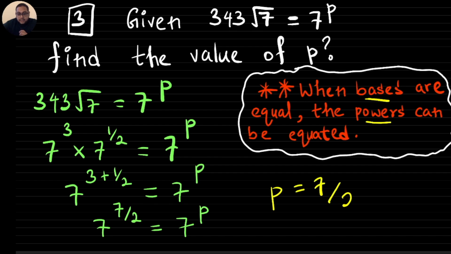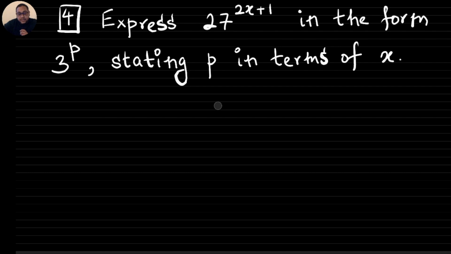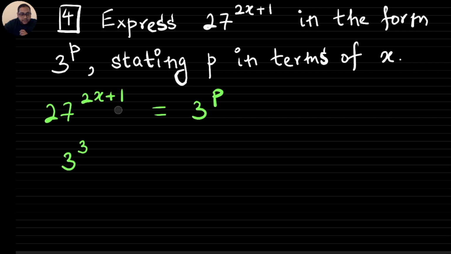This is your answer. In this question, I will build up an equation. 27 to the power of 2x plus 1 equals 3 to the power of p. Remember, 27 as a base of 3 would be 3 to the power of 3, and it already has a power which is 2x plus 1. The RHS would not change, which means I have 3 to the power of p.